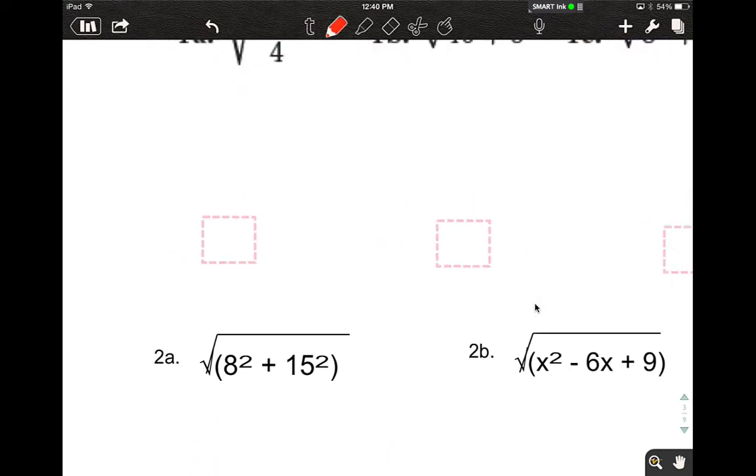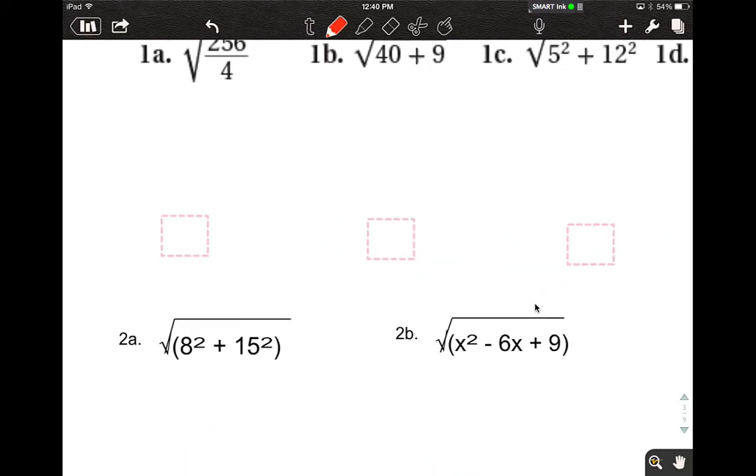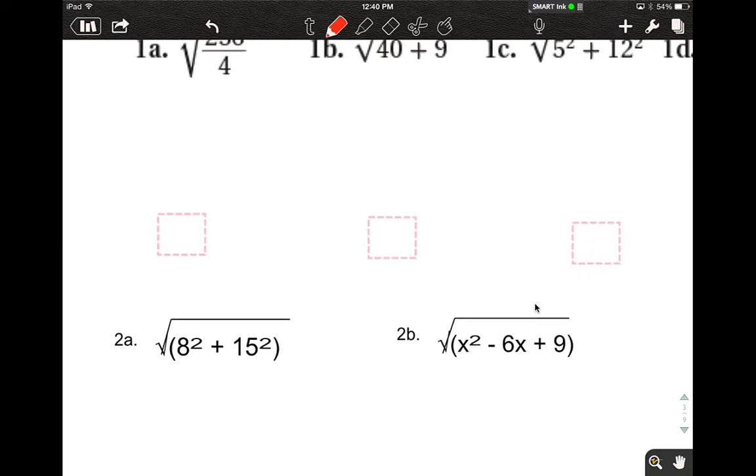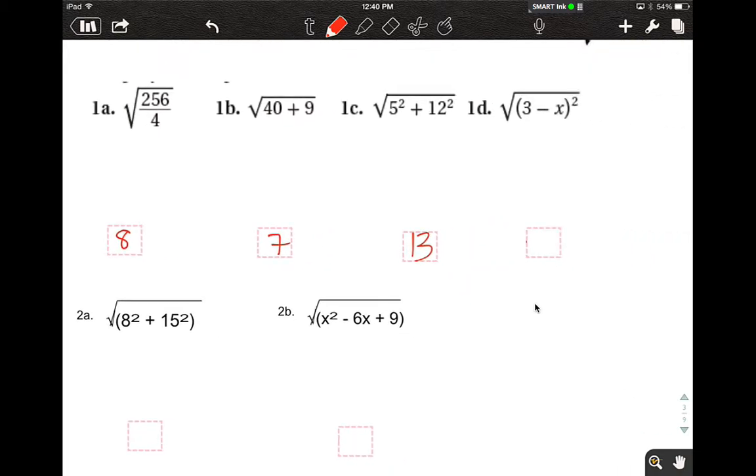All right, I'm hoping that you're back from working out these problems now. If you're not, please pause me and come back. Okay, 1A, the answer is 8. All right, you can check that. 1B is 7. 1C, this last part here, is simply 3 minus x.